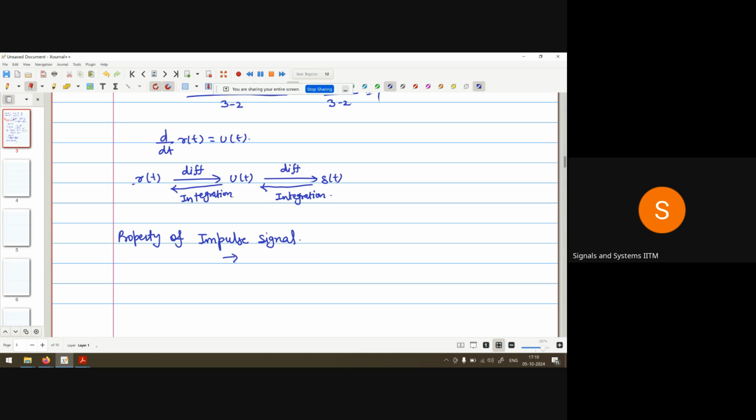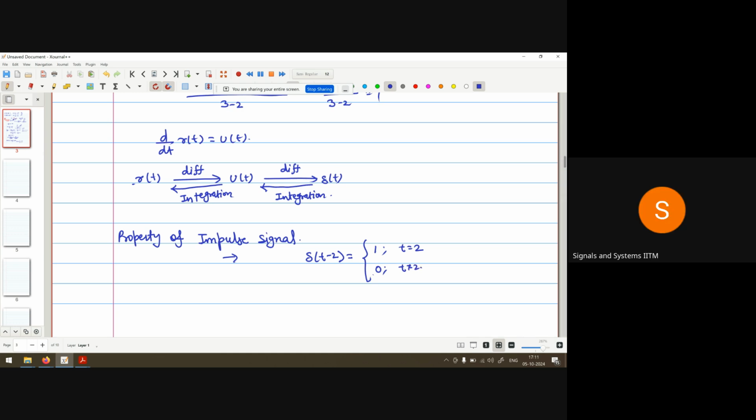Wait a minute. If I apply the time shifting property like del of t minus 2, so what is this signal? Yes, so equal to 1, then t equal 1 to 2 is equal to 2, and 0 when t not equal to 2.